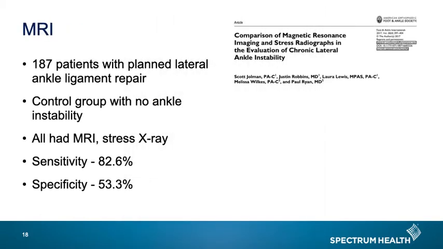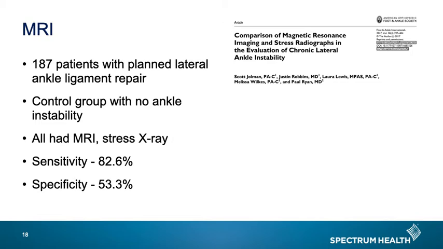And this was shown in this study done in Foot and Ankle International in 2017, where they looked at two groups of patients. They had 187 patients that had instability of the lateral ankle. They had an MRI, they had a stress exam, and they were scheduled for ankle ligament repair. And then they compared them to a control group where they had no ankle instability on stress exam, but they had an MRI.